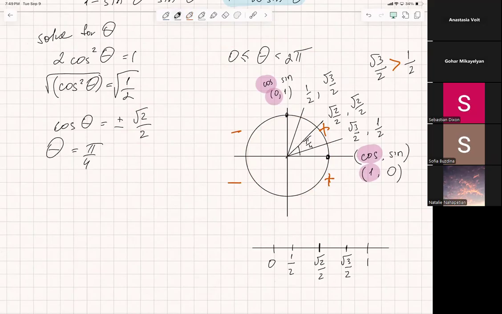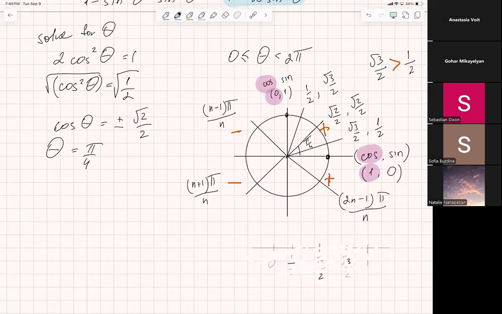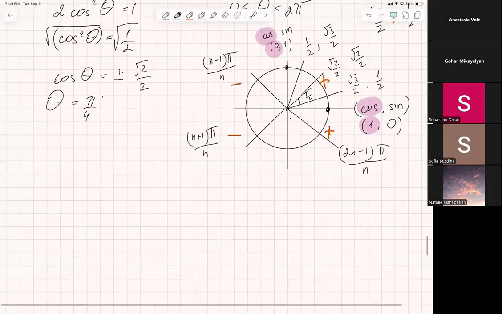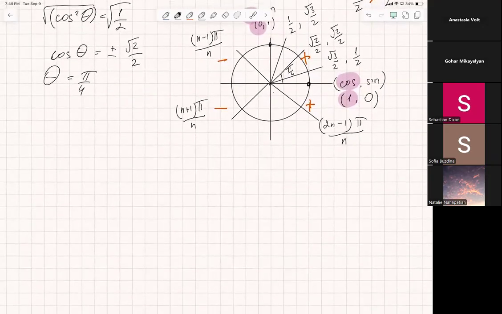Now, a good way to memorize the radian values for the rest of the quadrants: for the second quadrant, we have n minus 1 pi over n. This one would be n plus 1 times pi over n, and this one is a bit different, so that's 2n minus 1 pi over n. So let me go over that in more detail. Let me redraw that.